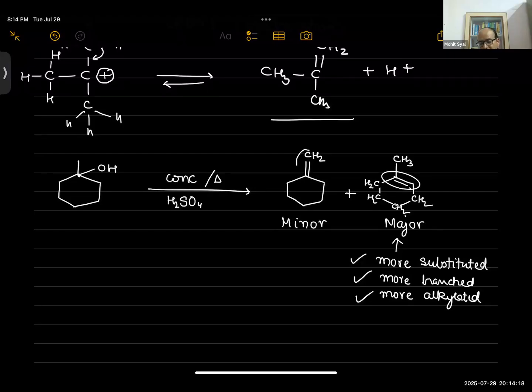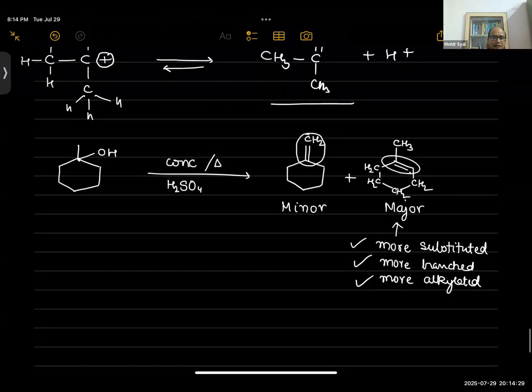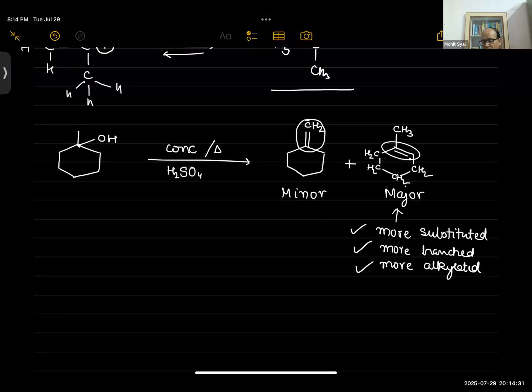And this alkene has more hydrogen and a smaller number of alkyl groups. Got it? So this alkene, which is the more alkylated alkene, Jasleen, is known as the Saytzev alkene. So out of the two alkenes, if the double bond can form on two sides, just look where you have more number of carbon atoms. Got it?